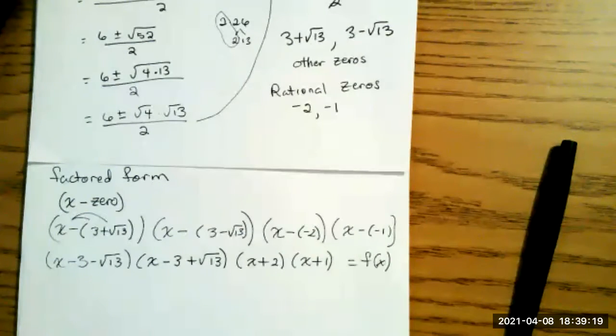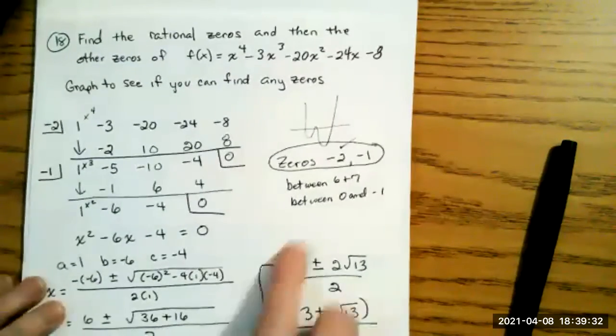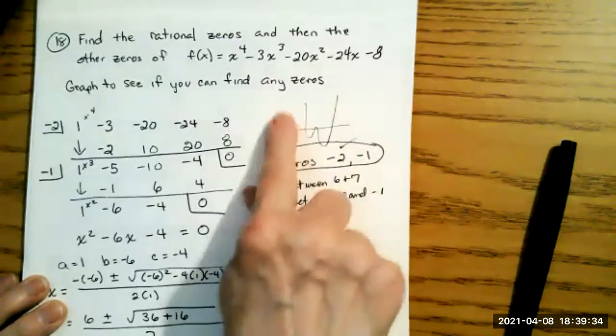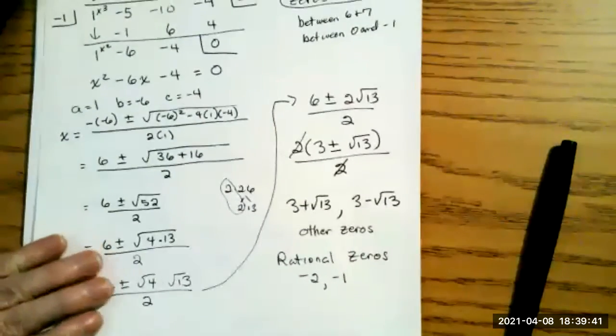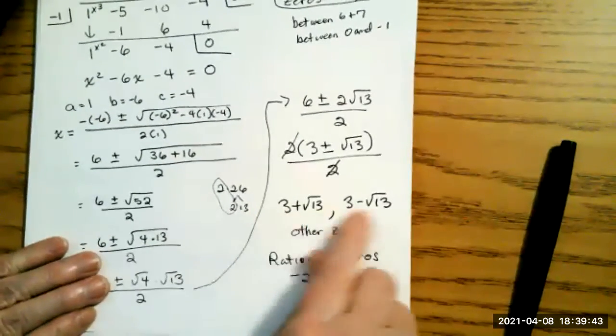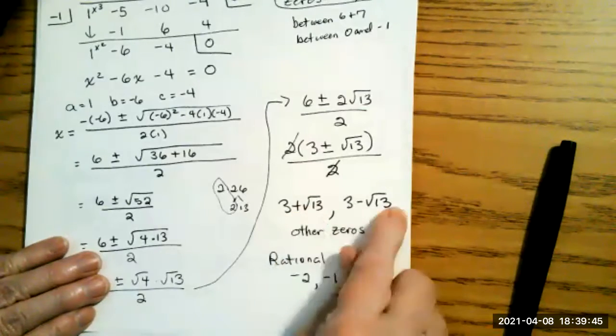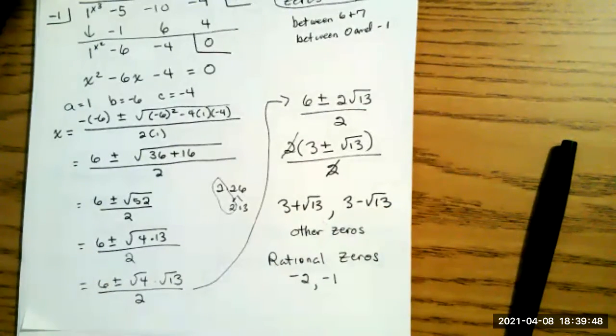I got a question when you said the rational zeros were -2 and -1. Did we already do that up there, right? That's when we found them using the graph. And when you said the other zeros, which ones are the other zeros? The other zeros are ones that are not rational. So it's these two: 3 plus the square root of 13 and 3 minus the square root of 13.